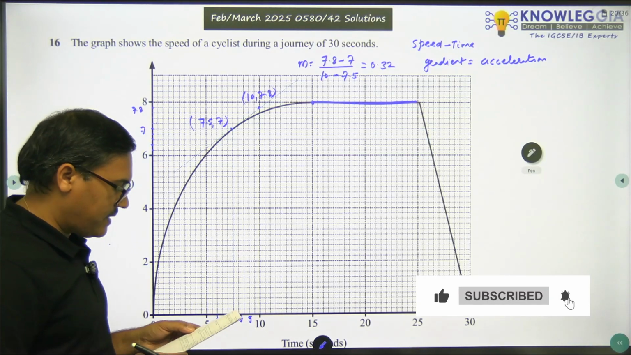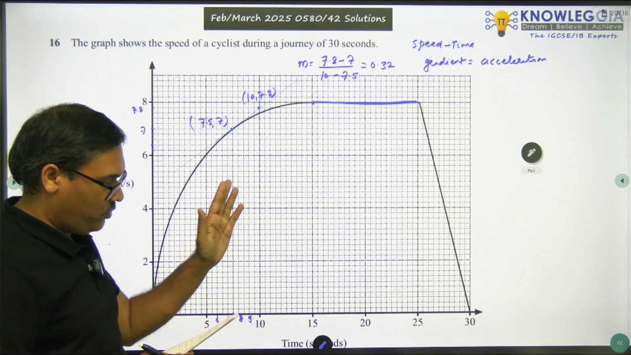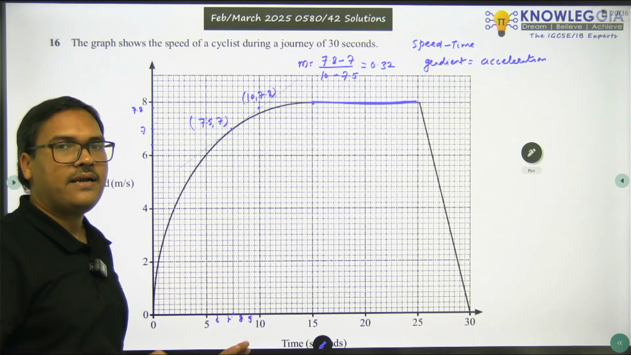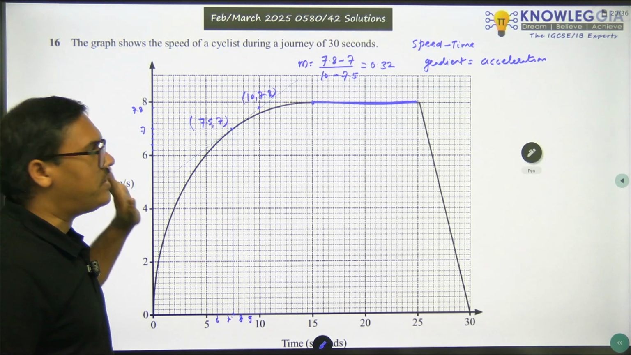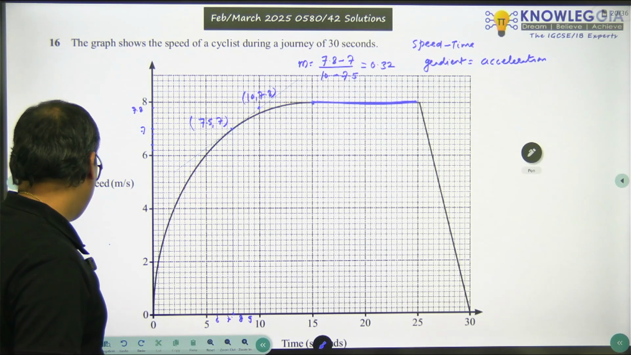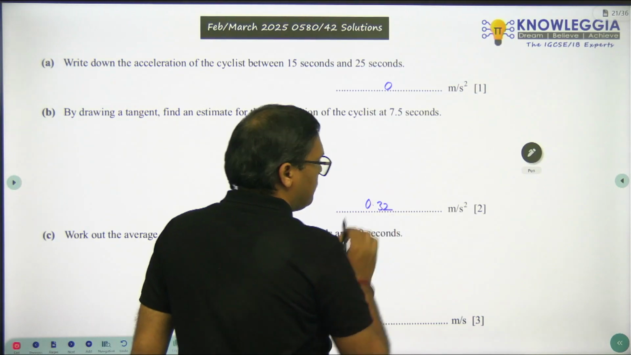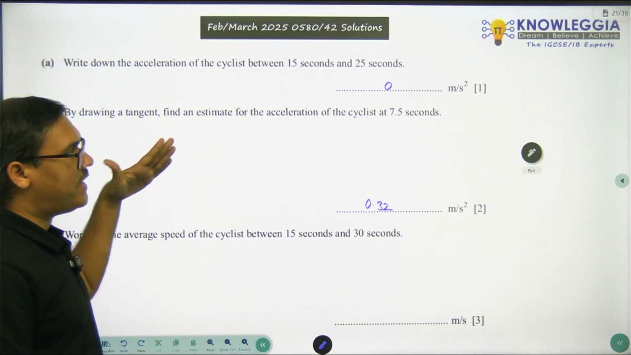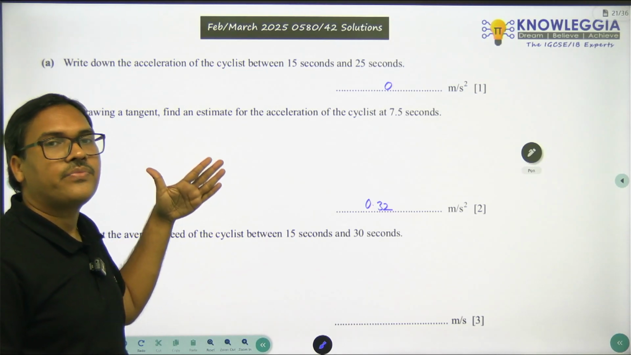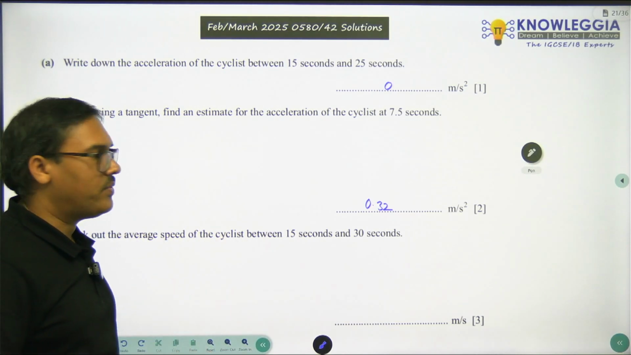Okay. So in the answer key, they have given a range from 0.25 to 0.4. So any answer in between will be acceptable because it depends on how you are drawing the line. Just try to be accurate. So our answer is 0.32 meter per second square. Just understand the logic here, how we are finding the gradient. Just draw a straight line tangent to the curve and take any 2 points on that. Just read the graph correctly and get it perfect.